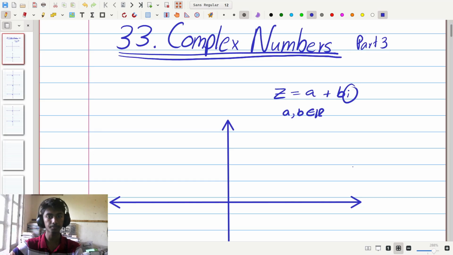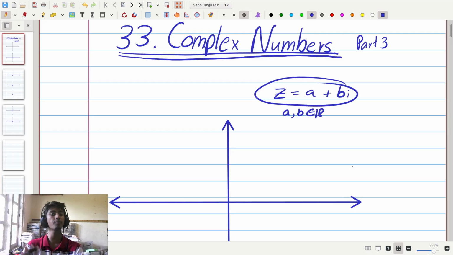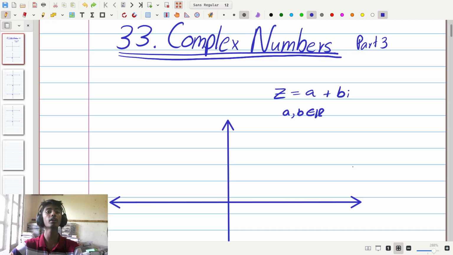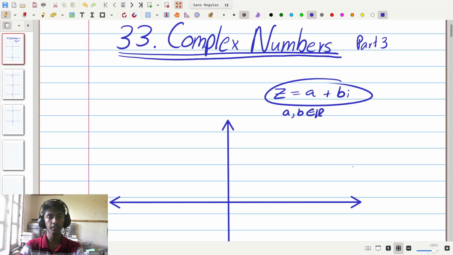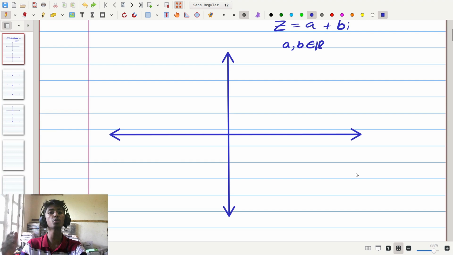Now considering this complex number, since a can be any real number, a has a real degree of freedom. And similarly, since b can also be any real number, b also has a real degree of freedom. Now considering that, if we take a look at the overall complex number z equals a plus bi, since a and b each have a real degree of freedom, the overall complex number z has two real degrees of freedom. Due to this, when we geometrically represent a complex number, we do so on a two-dimensional plot like this.